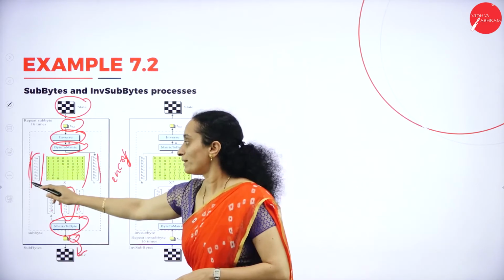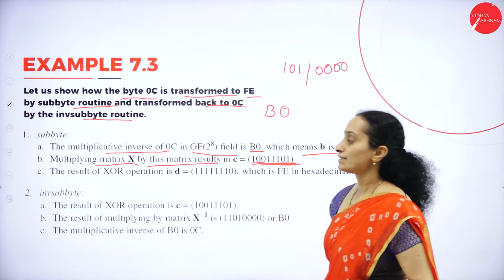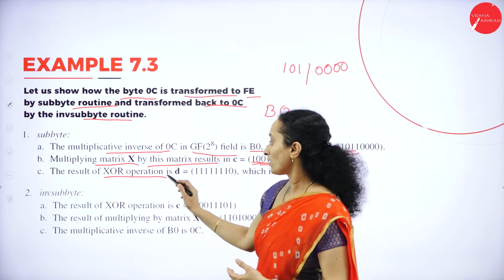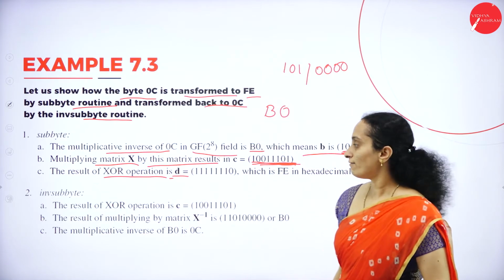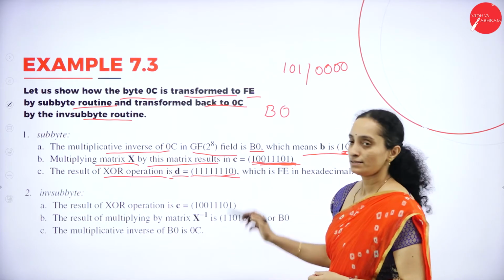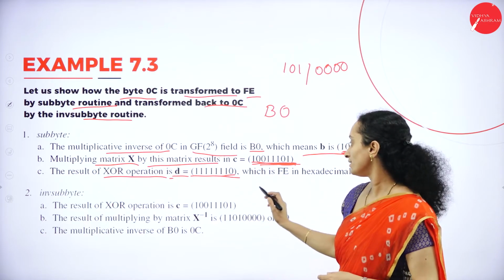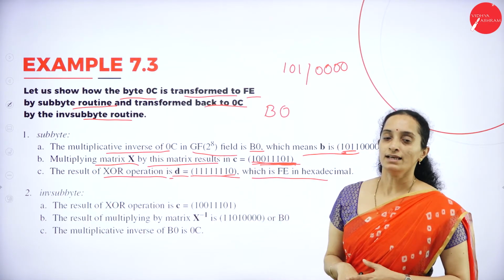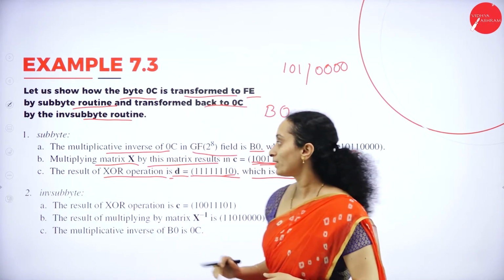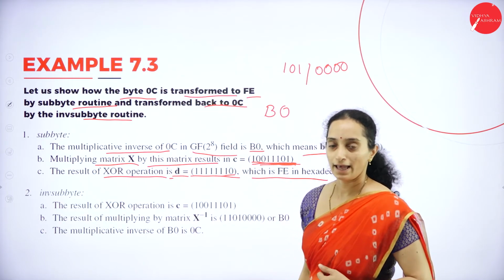Okay, in the sub-byte transformation, we find the C in the procedure. The result of the XOR operation, we include the XOR operation with the value D, with the procedure 4 ones and 11111110, which is FE in hexadecimal. So this is how you can get the transformation from 0C to FE.